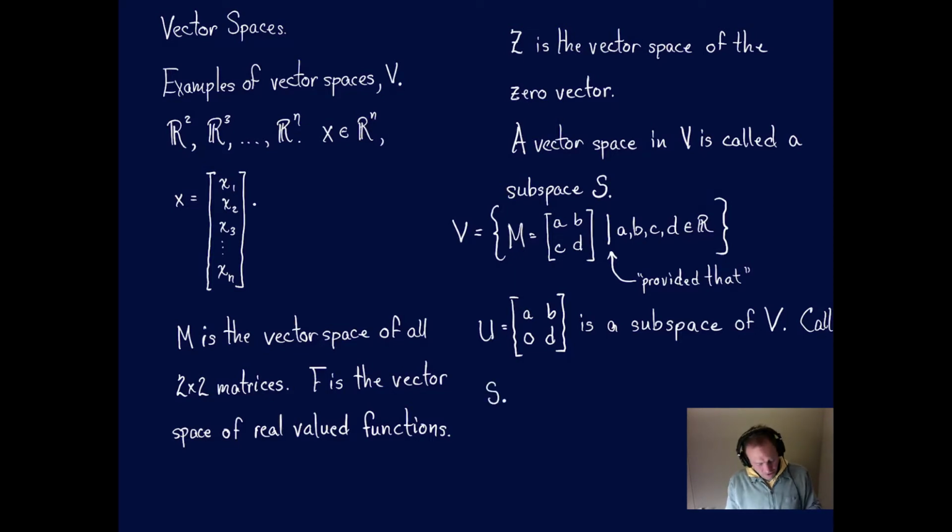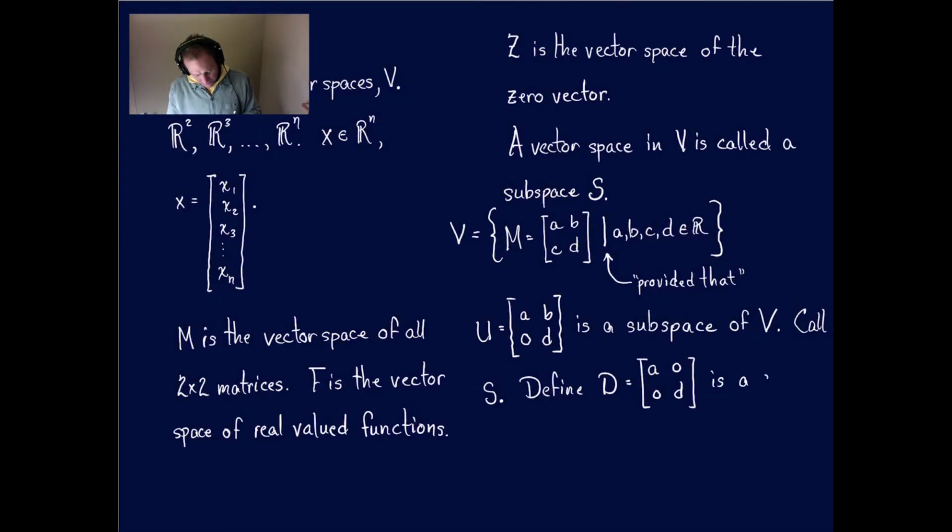But we can go even further. Define capital D as the set of diagonal matrices. Well, that would be like A in the top left and D in the bottom right, and then B and C now are 0. It is a subspace of a subspace, so it's a subspace of U, but it's also a subspace of V, which is the set of all 2 by 2 matrices.